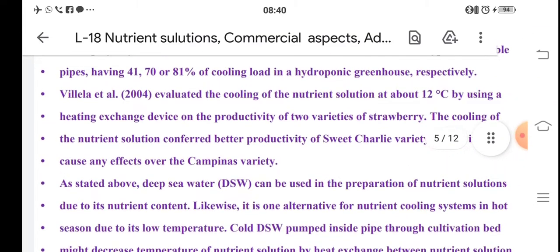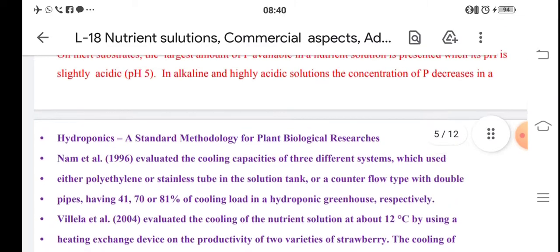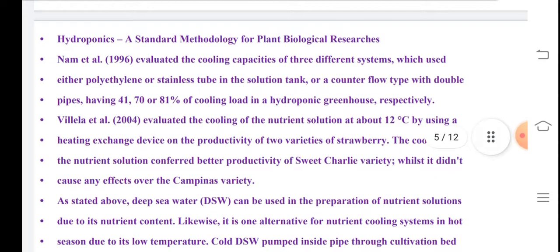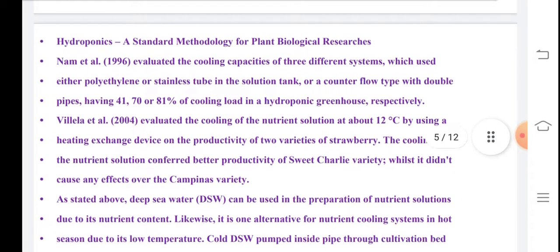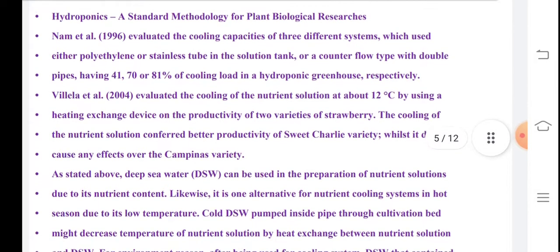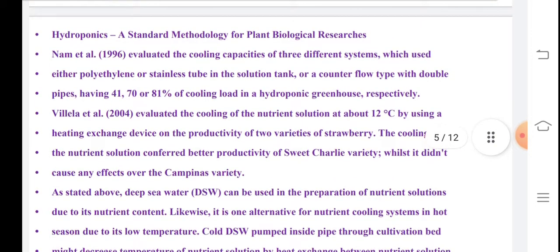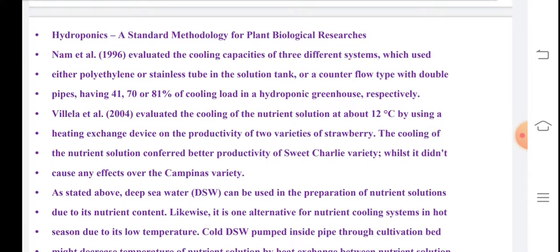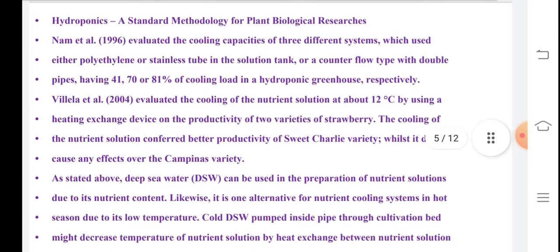So this is also an interesting part, so we have to give attention to this one. Having 41, 70, or 81% of the cooling load of the hydroponic in the greenhouse respectively. Then Villela and other scientists in 2004 evaluated the cooling of the nutrient solution down to 12 degrees Celsius. Slight cooling is normal, generally water temperature is 25 degrees Celsius. Then a heat exchange device affected the productivity of the strawberry variety. So they have checked it for the strawberry.